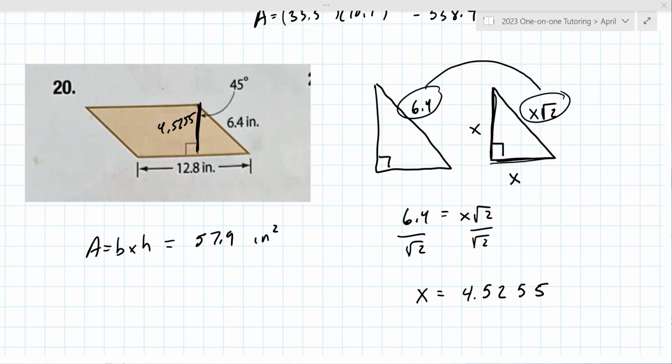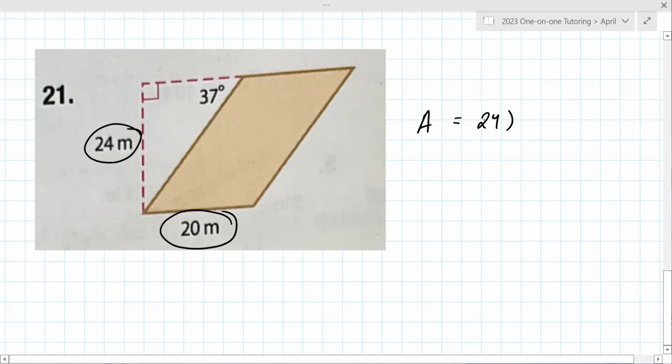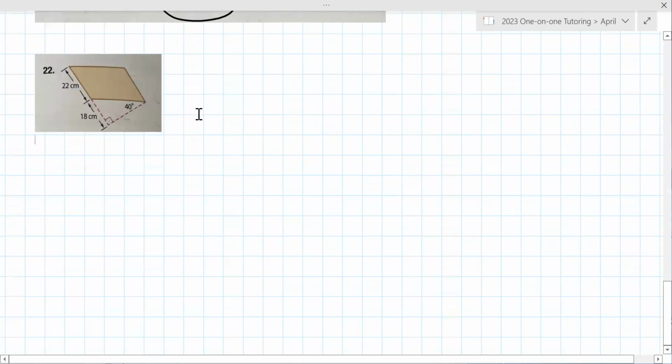Right, so 21 is actually the easiest problem we've seen thus far, because they actually give you both the base and the height. There's the base, there's the height. Nothing to do here. 480 square meters. Yeah, good. Which means the next one will be either just as easy or doubly difficult to make up for the last one. But we'll see here.